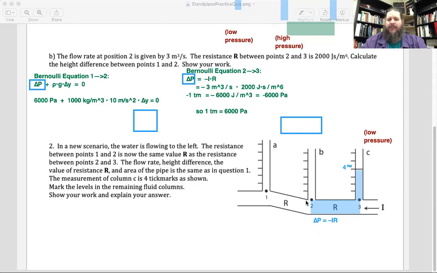And specifically, how much lower? How many tick marks does that current times that resistance correspond to? Right. It's still one tick mark of difference. It's just a difference in the opposite direction. Now 3 is high pressure and 2 is low pressure. So that means from 3 to 2, we've got a decrease. The absolute value of that change is still 1 tick mark worth of difference. So we're going to drop from 4 tick marks to 3 tick marks.